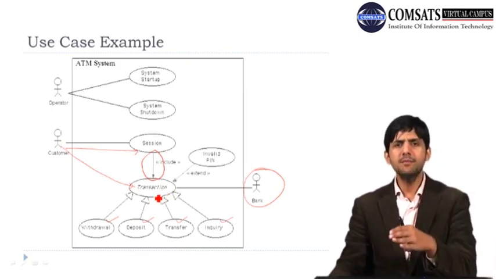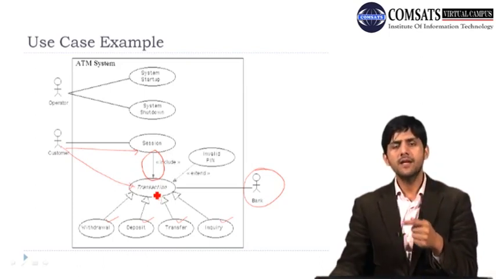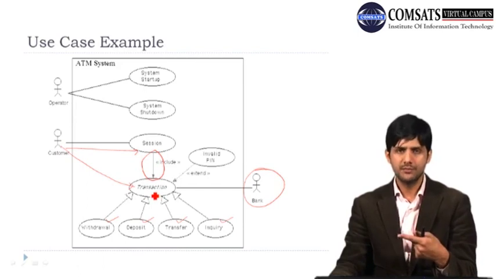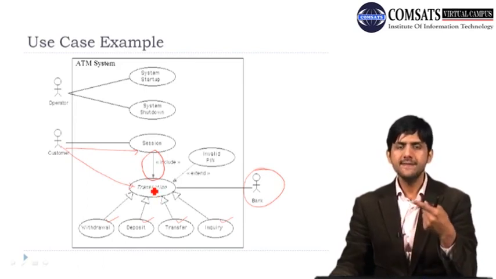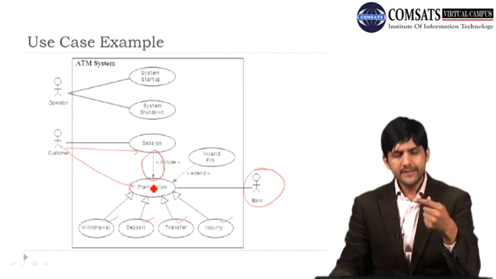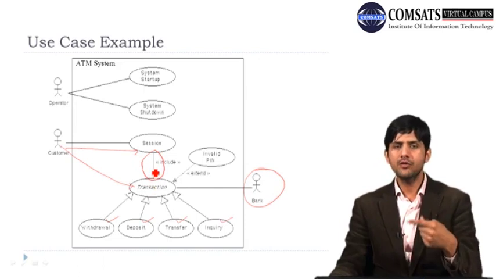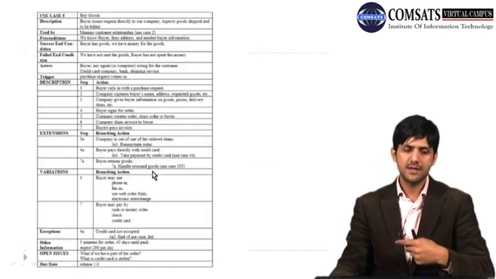Now this is just an example of a use case diagram, but use case diagrams at times omit lots of information. Whereas when we write the use case text, it's a detailed description of a use case. And it also tells us the things which are not visible looking at just the use case diagram.